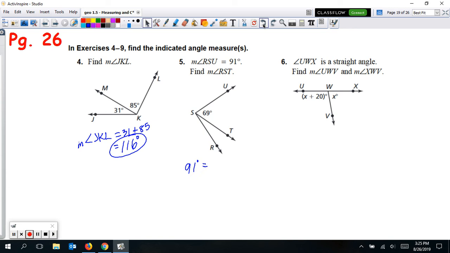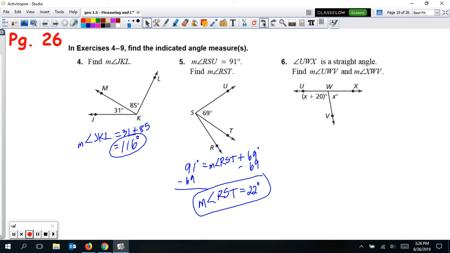91 degrees equals, let's do the one we're trying to find here, RST. The measure of RST plus the other one that we know, which is 69. So now all I have to do is subtract 69 from 91. 91 minus 69 is 22. So the measure of the one we're looking for, RST, is 22 degrees.